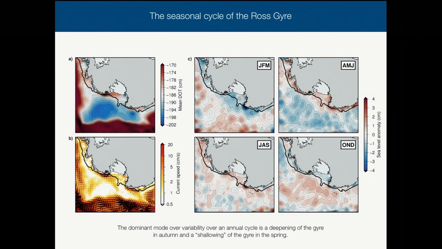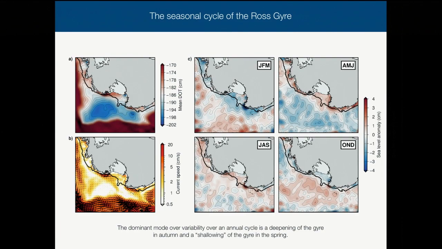Again, because we have 6 years worth of data, for the very first time, we can start to look at the variability of the circulation around Antarctica. And so I'm just pointing out, this is one analysis we did. You're looking at the Ross gyre here, so the color scale's been saturated just to pick out the size of this gyre. Here's the velocity field showing this cyclonic gyre in the Ross Sea.